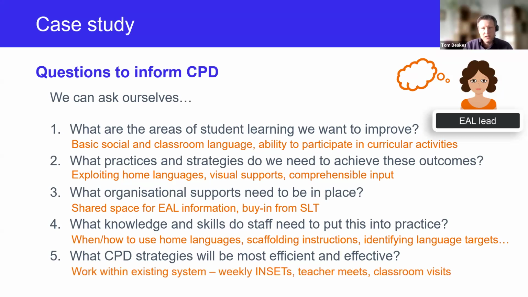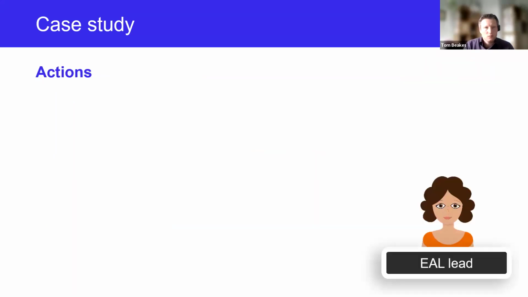And the EAL lead understands that there's not a lot of scope for doing anything outside of what already exists at the school. So any CPD has got to work within the existing system, which at this school looks like weekly insets. There are teacher meets set up as well, and classroom visits. There's a culture in this school of teachers visiting each other's classrooms and doing observations and stuff like that. So based on that scenario, what actions does she decide?